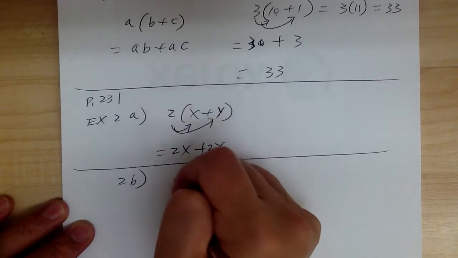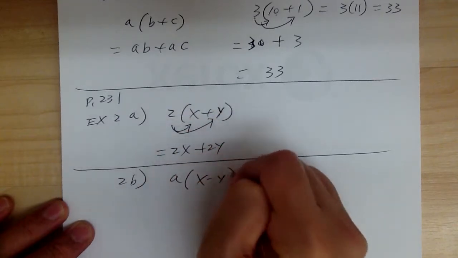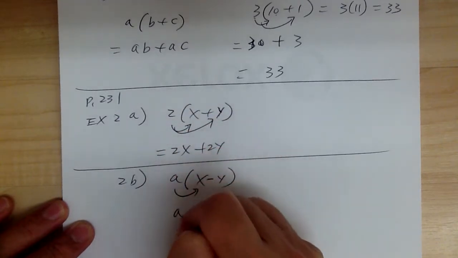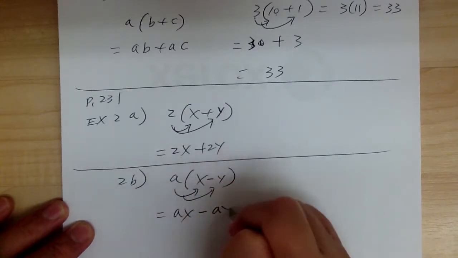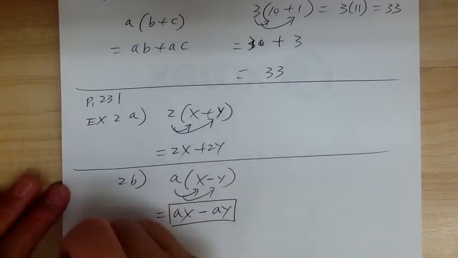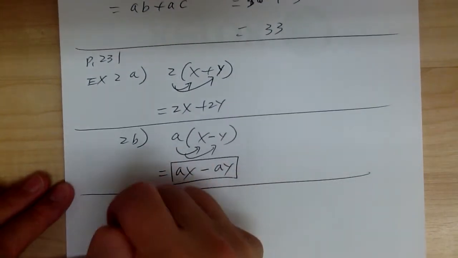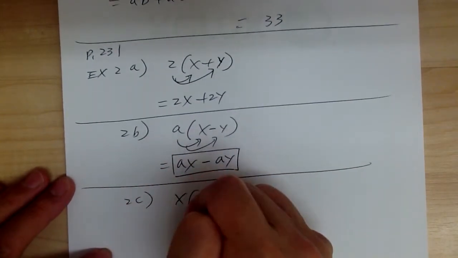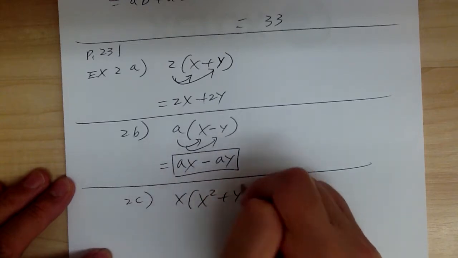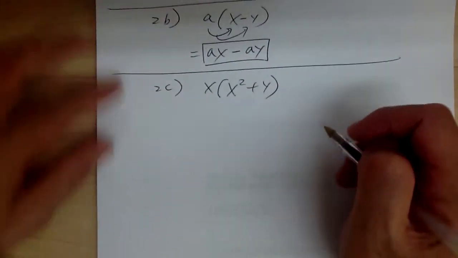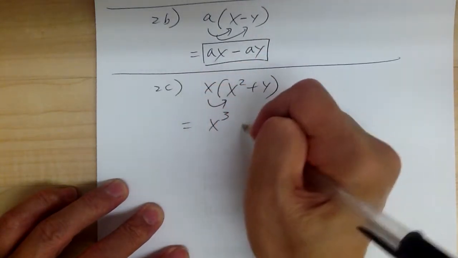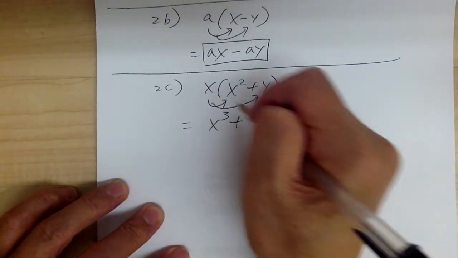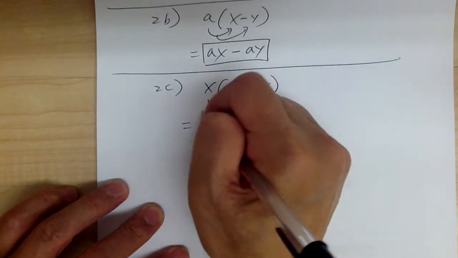Let's go to B. You have a times the quantity x minus y. So you distribute, and you get ax. Then you have to watch the negative, so it would be minus ay, and that's it. Okay, let's go to 2C. You've got x times the quantity x squared plus y. So you distribute. Now you have x times x squared, which gives you x to the 3. And you distribute, so plus xy. This one cannot mix, so just leave them alone. And that's it.